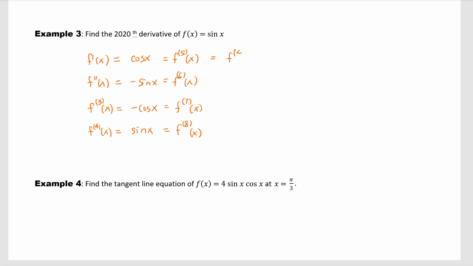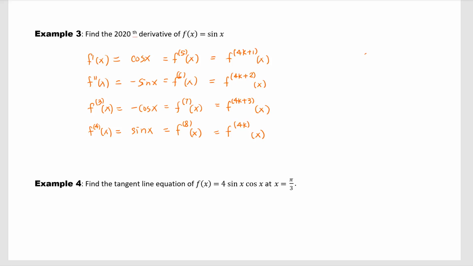So this is like 4k plus 1 derivative, where k is any integer. Well, this is like 4k plus 2. Yeah. How about this one? 4k plus 3. And how about this guy? Do you want to say 4k plus 4? We don't need to do that. Just 4k is enough.